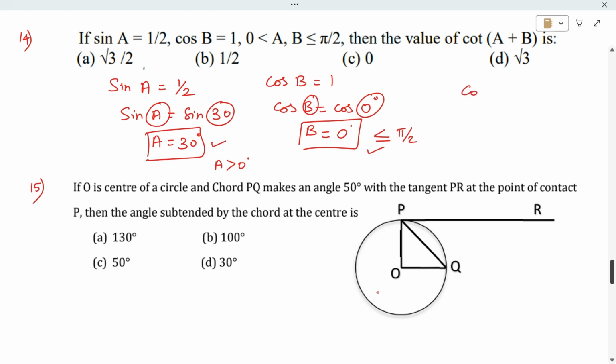I need to find cot A plus B. So I'm going to substitute the degrees which I got for A and B here, which is 30 degree plus 0 degree. So cot 30 plus 0 is cot 30 degree, which is root 3. The option D. Question number 15.